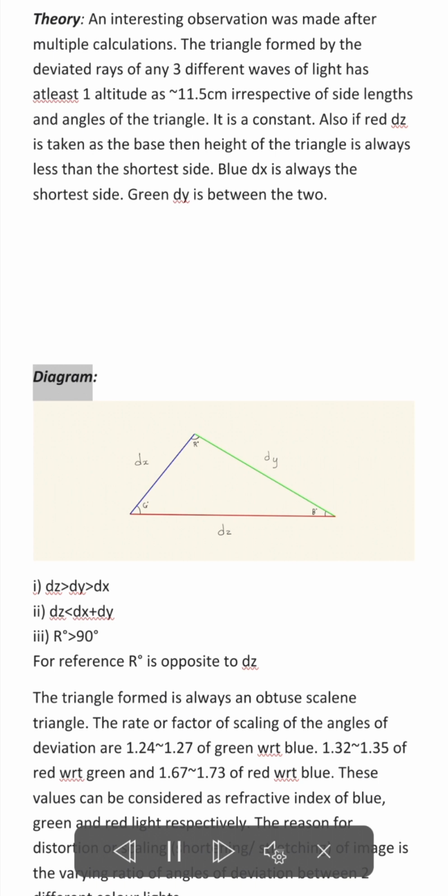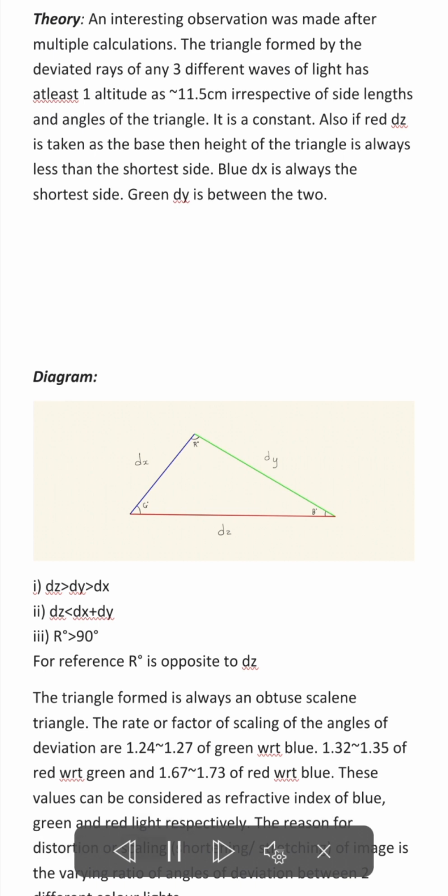Diagram. 1. dz, dy, dx. 2. dz, dx, dy. 3. 90 degrees. For reference, the angle is opposite to dz. The triangle formed is always an obtuse scaling triangle. The rate or factor of scaling of the angles of deviation are 1.24, 1.27 of green WRT blue, 1.32, 1.35 of red WRT green, and 1.67, 1.73 of red WRT blue. These values can be considered as refractive index of blue, green, and red light, respectively.